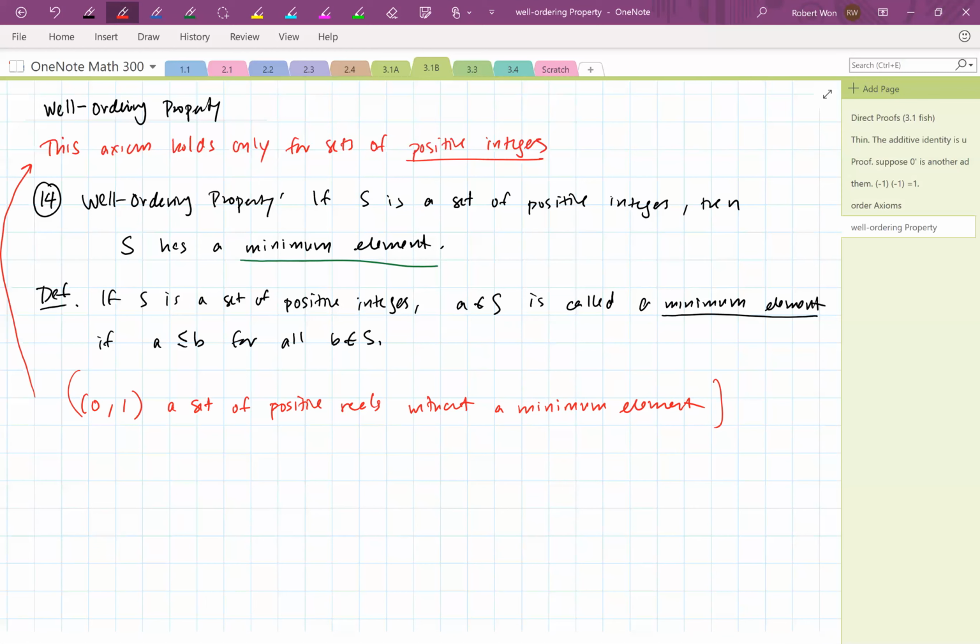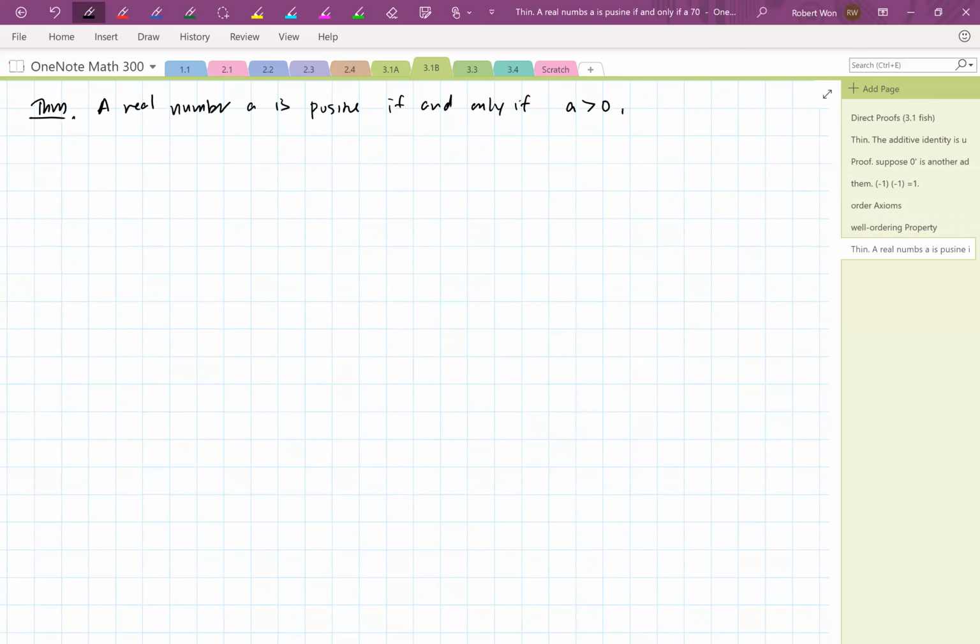Okay, so now let's prove some results about positive things. So here's our first result. A real number A is positive if and only if A is greater than 0. Okay, so this is actually just sort of immediate by definition. And in fact, I think I'll leave one direction of this as an exercise for you.